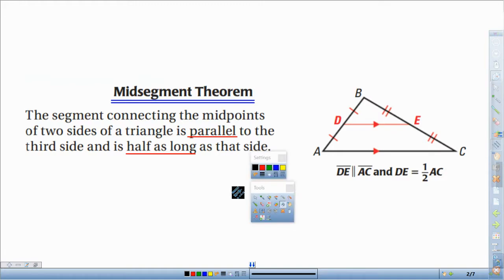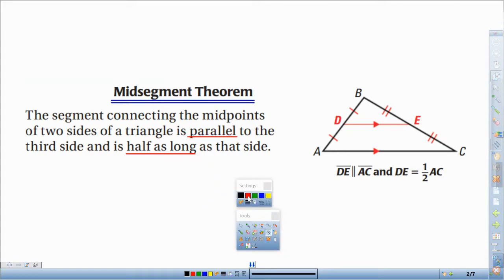Okay, so let's read a little definition here. It's saying the mid-segment connecting the midpoints of two sides of a triangle is parallel to the third side and is half as long as that side. So we're getting two things out here. They're telling us that the mid-segment is parallel to the third side and is half as long as that side. Let's take a look at our picture over here. Right on this thing, it's only showing one mid-segment, but just remember, this applies to all three of the mid-segments.